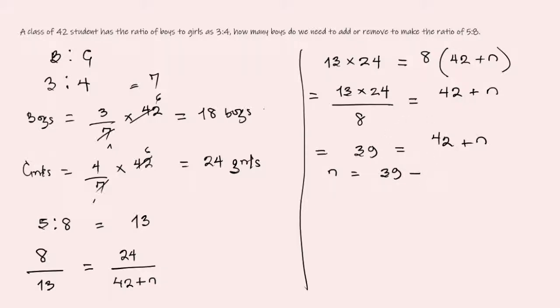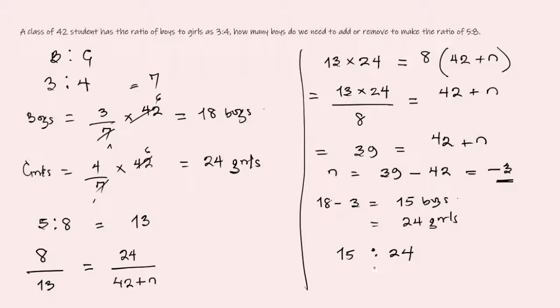So n is equal to 39 minus 42, since if we move 42 to this side, it becomes negative, which is equal to minus 3. So we actually have to subtract 3 from the total number of boys. If we do that, the number of boys becomes 18 minus 3, which is equal to 15 boys. And girls remain the same, 24 girls. So the new ratio would be 15 to 24. And if we reduce this by 3, 3 into 15 is 5, and 3 into 24 is 8. So the new ratio is 5 to 8.